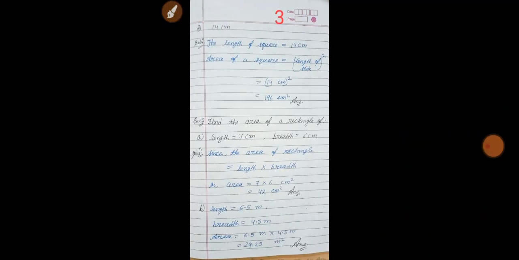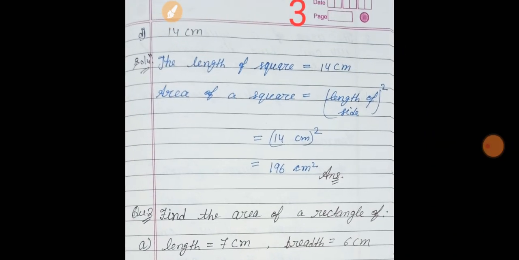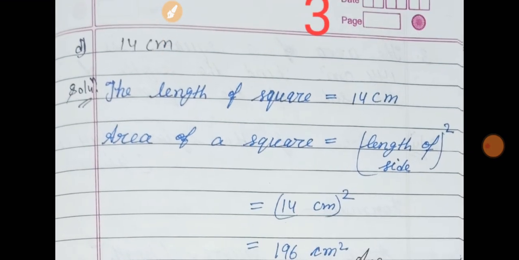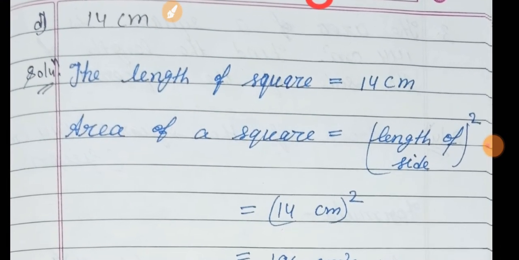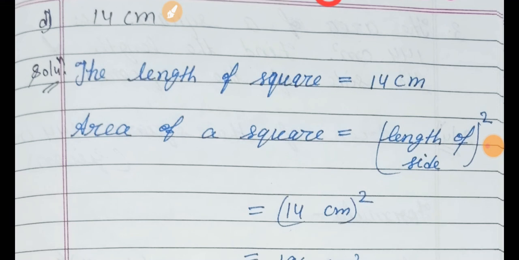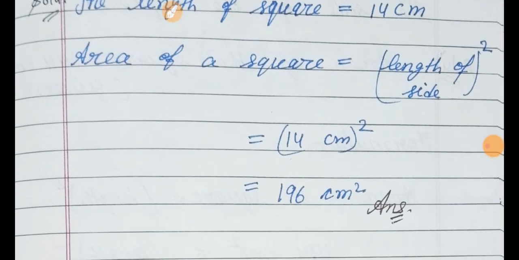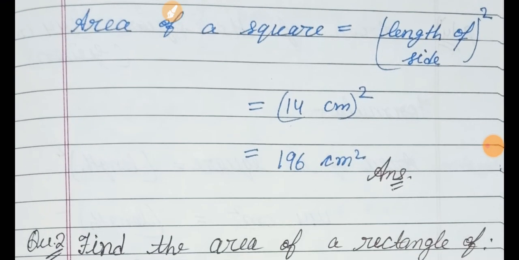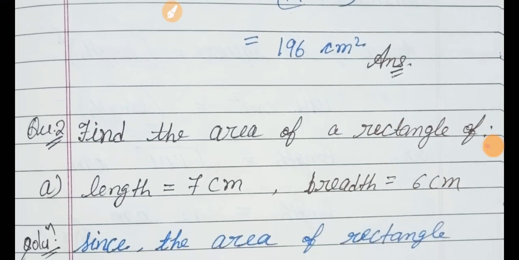Now D, the side is 14 centimeter. So the length of the square is equal to 14 centimeter. Area of a square is equal to length of side whole square, that is 14 centimeter square. It will come 196 centimeter square.